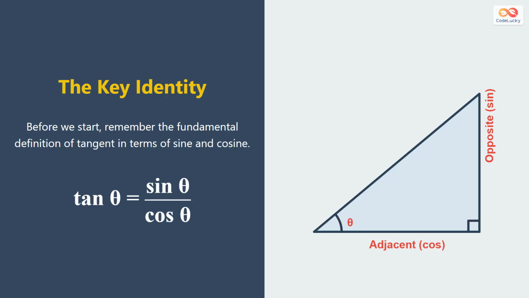We also need the fundamental definition of the tangent function. Remember that for any angle theta, tangent theta is defined as the ratio of sine theta to cosine theta. In terms of a right triangle, this corresponds to the opposite side divided by the adjacent side.